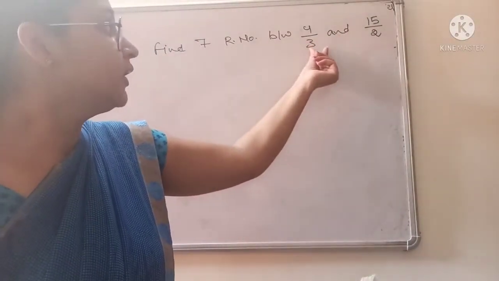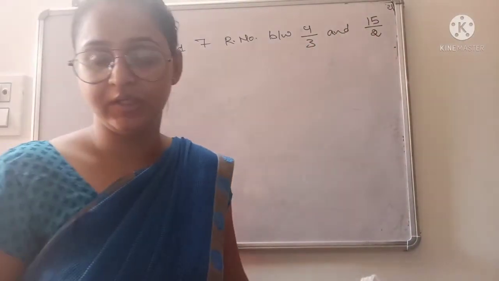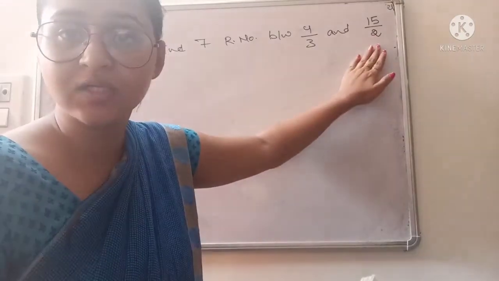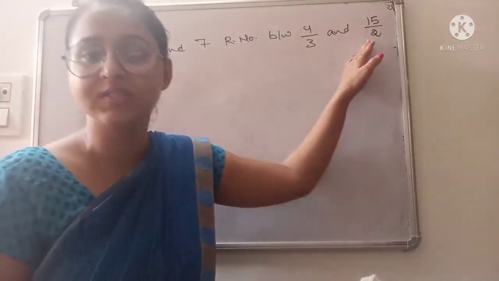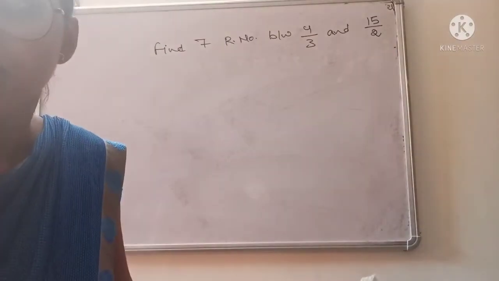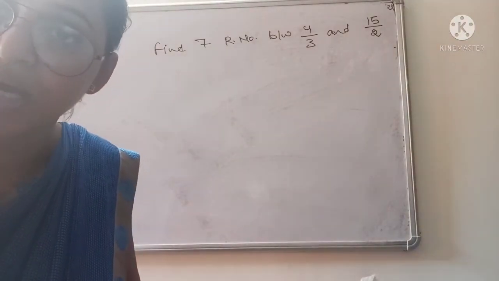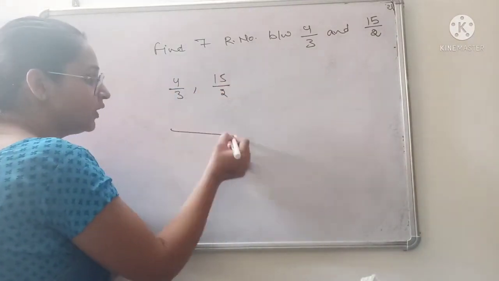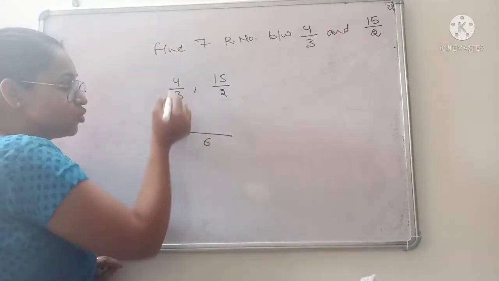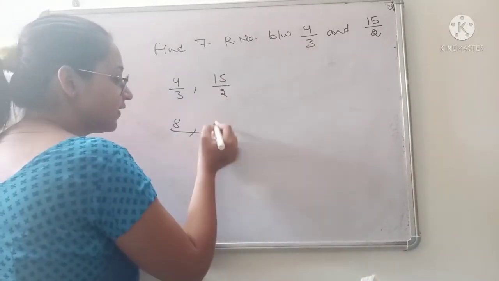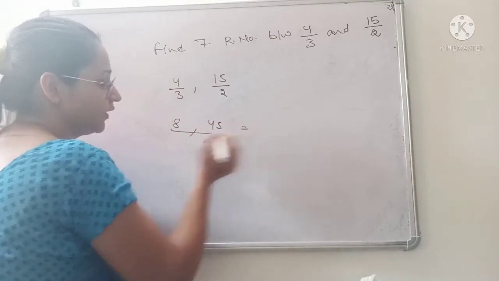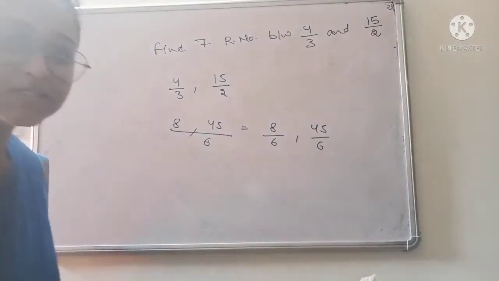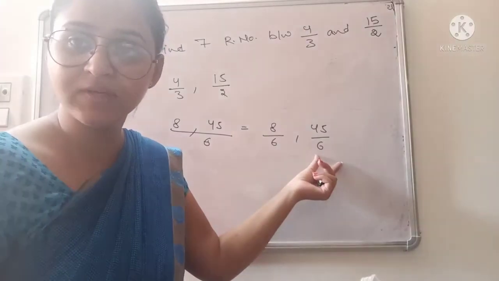But see, here the denominators of both fractions are different. So the first task, whenever you see fractions that are unlike, that do not have the same denominator, what will you do? The first step is you will convert them into like fractions. And how can we convert them into like fractions? By taking the LCM. 3 and 2, the LCM will be 6. 3 2s are 6, 2 4s are 8. 2 3s are 6, 3 15s are 45. So it will be 8 upon 6 and 45 upon 6. And yes, now tell me, these two fractions are now like fractions, with the same denominator.